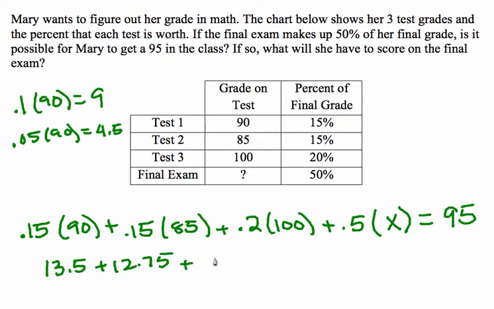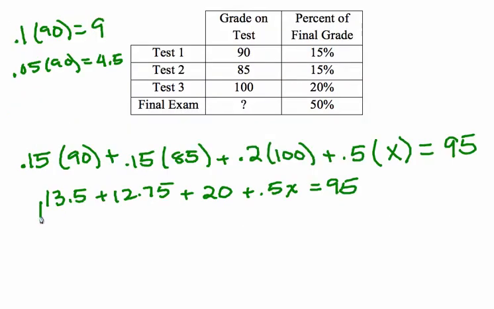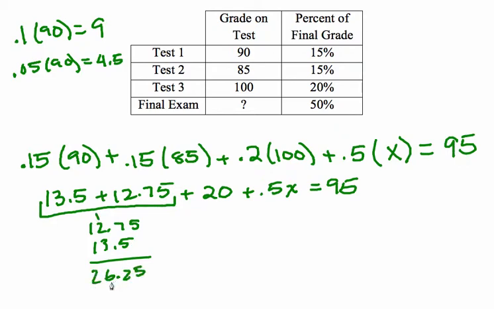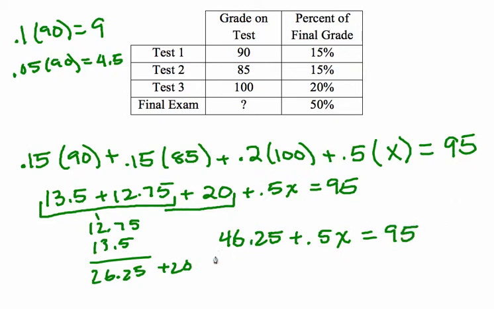Plus 2/10 of 100, well that's 20% of 100, which is 20, and then we have this 0.5 times x, where we don't know her final exam score, but we're hoping we can get it to come out to 95. So 13.5 plus 12.75, I'm going to write that one out, 13.5, bring that 5 down, 12, 6, 2, so 26.25 plus 20 is going to get us 46.25. Okay, so I added in that 20 there. Then we still got our plus 1/2 of x is equal to 95. So I'm going to subtract 46.25 from both sides.